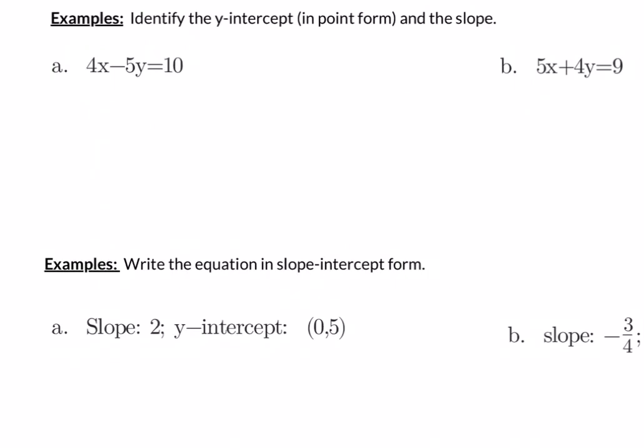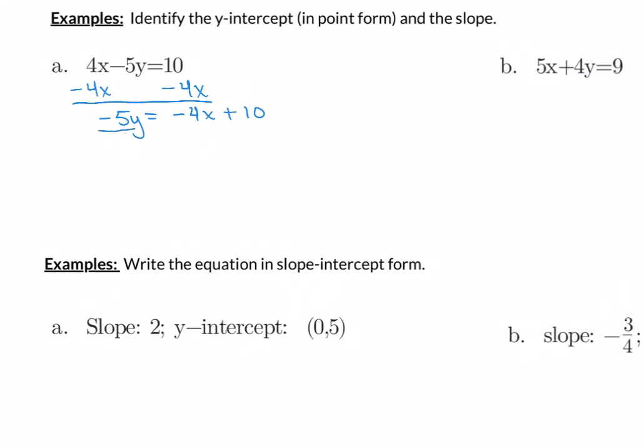we have 4x minus 5y equals 10. The first thing we want to do is subtract 4x from both sides. We get negative 5y equals. Now, ultimately, it doesn't matter what order you write this in, but remember that slope-intercept form is mx plus b, which means I want my x term first. So I'm going to write this as negative 4x plus 10.